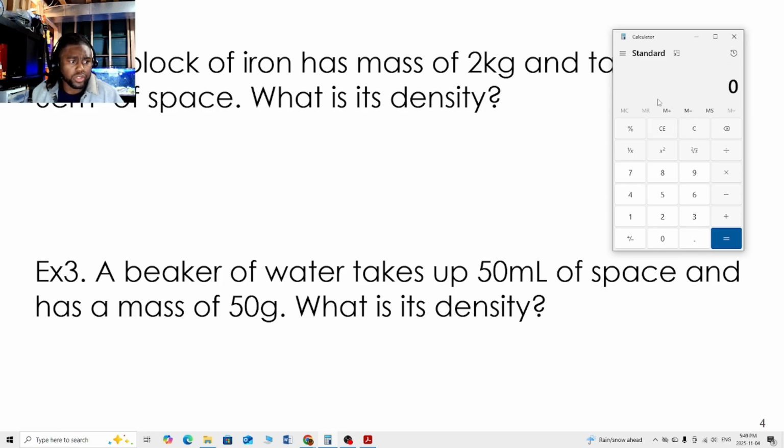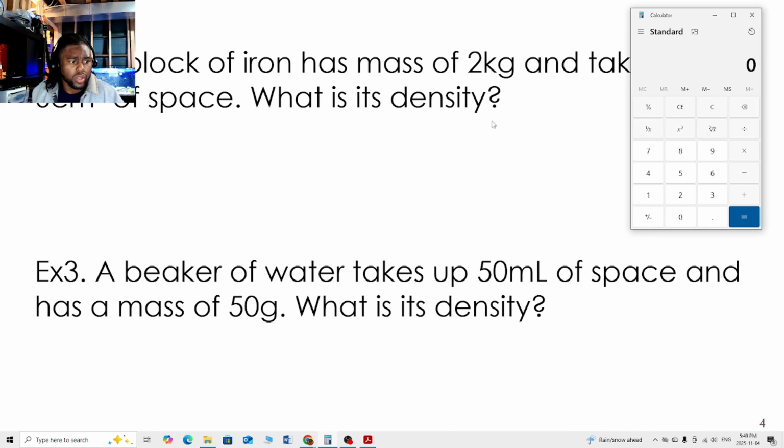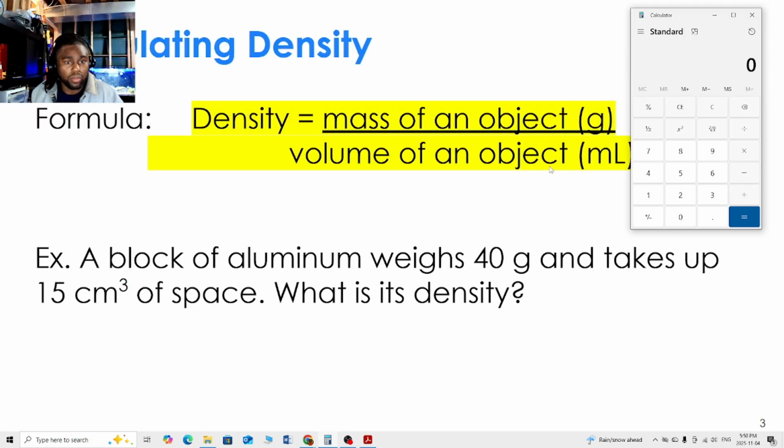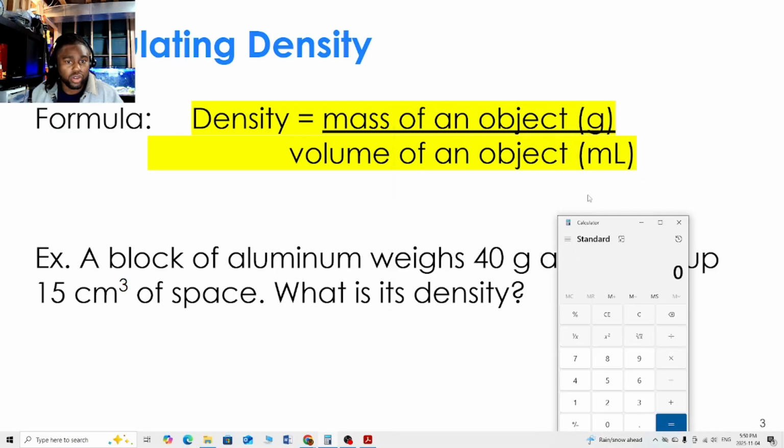Okay, let's look at our next example. A beaker of water takes up 50 milliliters of space and has a mass of 50 grams. What is its density? Well, we're going to go grams divided by volume. 50 divided by 50 is 1. So we're going to have 1 gram per milliliter or 1 gram per centimeter cubed.